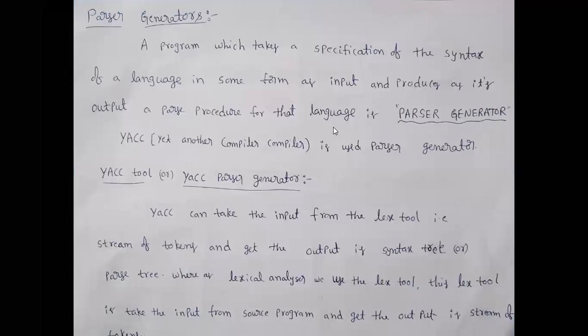So this is a parser generator. How does it work? For example, the input is taken from the source program and we convert that source program into a stream of tokens by using the Lex tool. The lexical analyzer generator takes the source program as input and generates the stream of tokens. Okay, that is the Lex tool. In the same way, we use the YACC tool also.